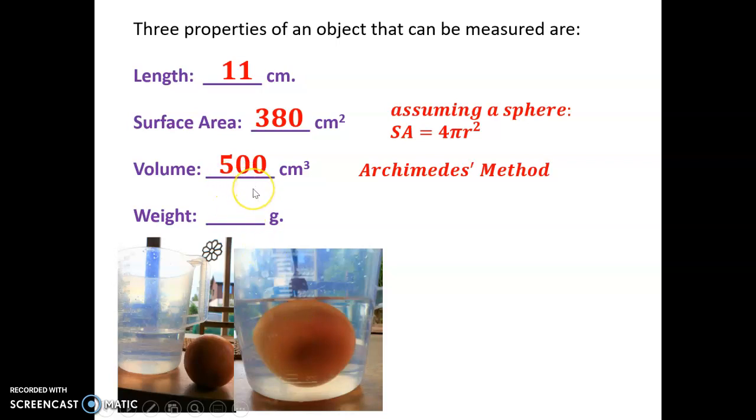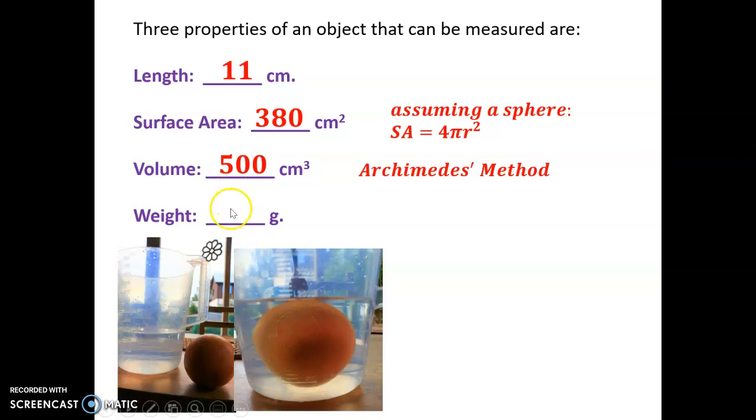How close was that to your estimate? I wonder. Okay, and again, that 500 centimeters cubed means if you had little cubes and each cube had sides 1 centimeter by 1 centimeter by 1 centimeter, there would be 500 of those cubes inside this grapefruit.